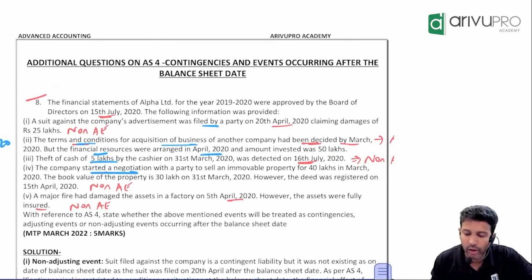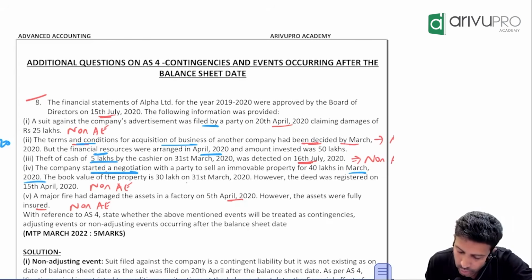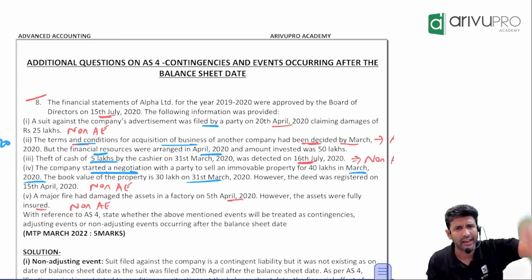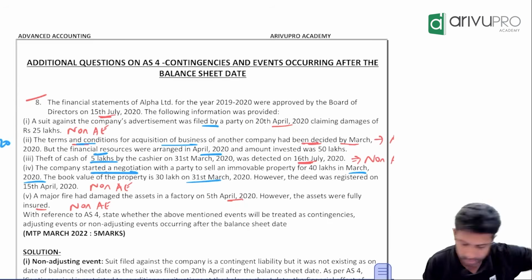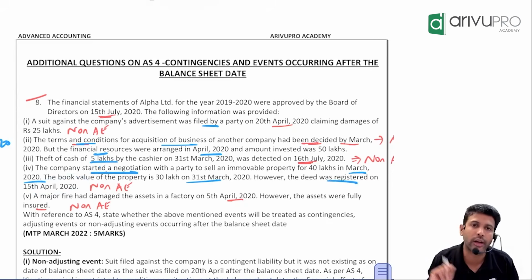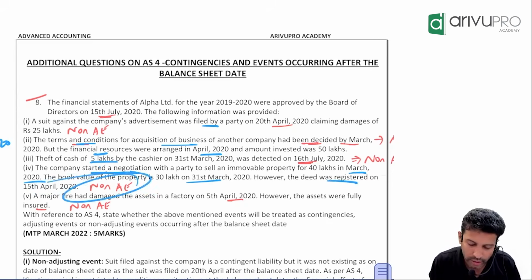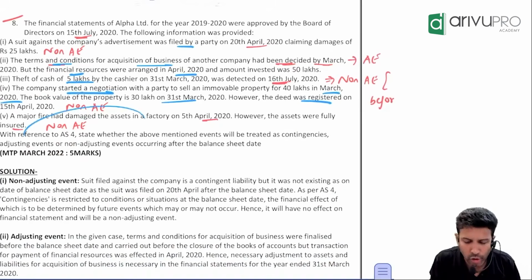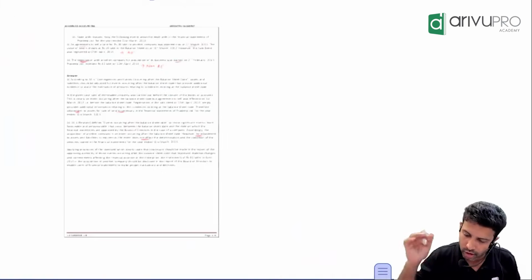Company started negotiation, finalization later. It is in the negotiation stage. Which year? March. In the current year we are not in finalization but only in negotiation. The deed, the book value. We want to buy one property. In the current year we were only in negotiation. The deed was registered when? 15th April. Finalization or negotiation? Negotiation, so it becomes what? Non-adjusting event. Fire, though, you already know, is an example of a non-adjusting event.